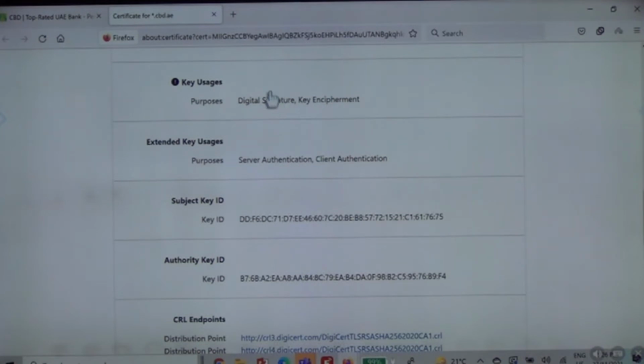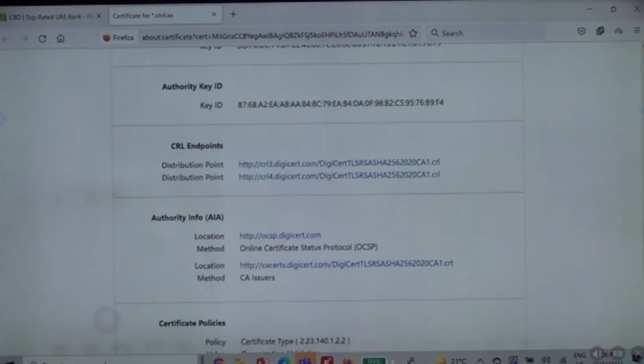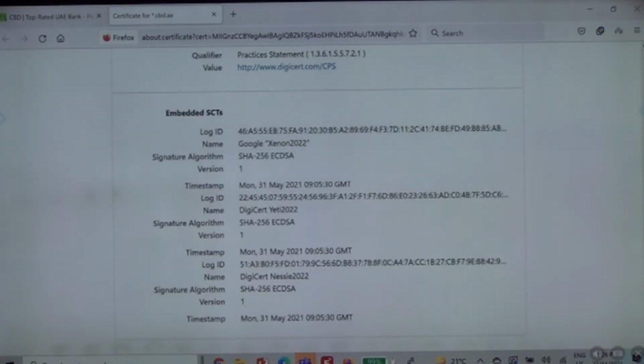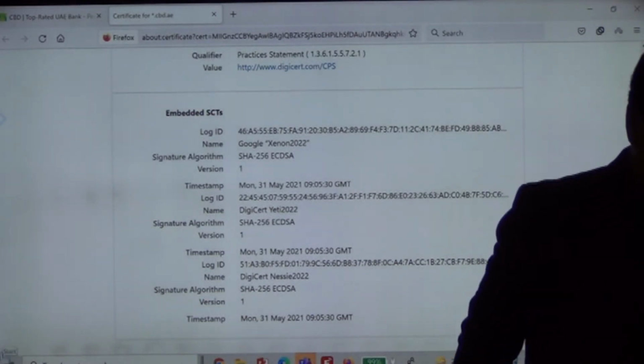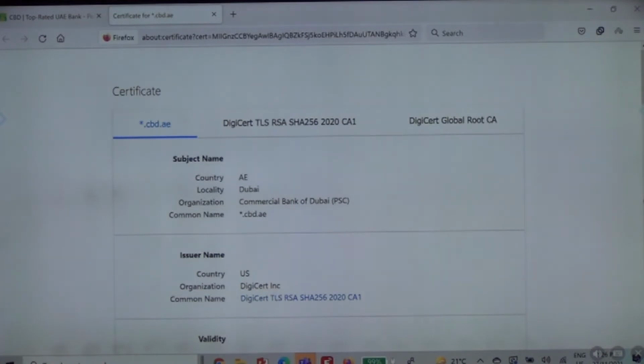Then there is the digital signature, extended key, CRL information, certificate policies, embedded. And this is from DigiCert. The organization is DigiCert, and the global root CA is also DigiCert. So DigiCert is the CA, and the root CA is also DigiCert, the same organization.